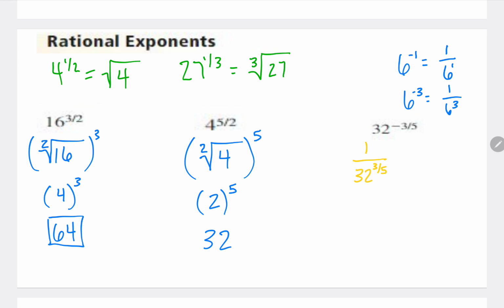Then we're going to take what's underneath there and rewrite that as a radical instead of as a rational exponent. The denominator is your index. So our index is 5, the 5th root of 32. And then we're going to be raising that to the 3rd power. All right, so the 5th root of 32 is 2. 2 to the 3rd power is 8. So that answer would be 1/8.